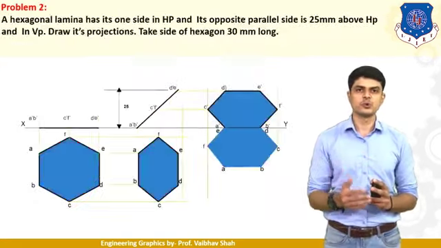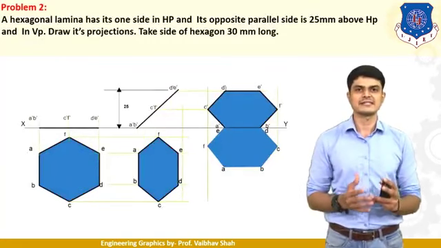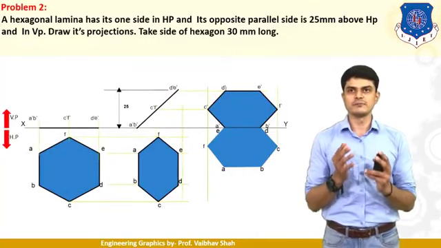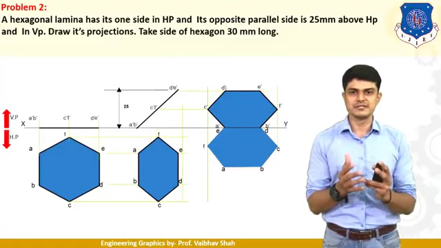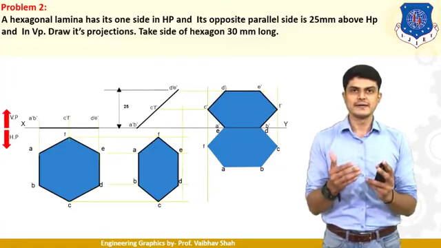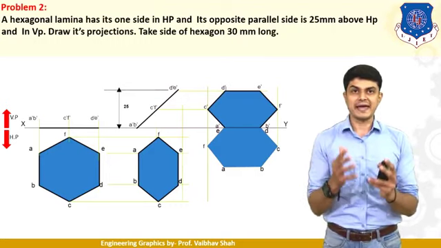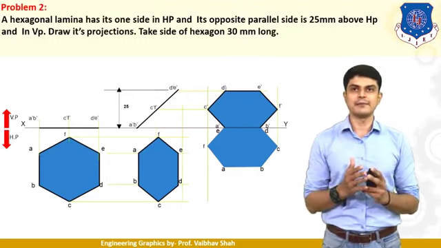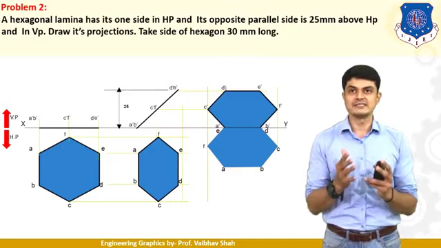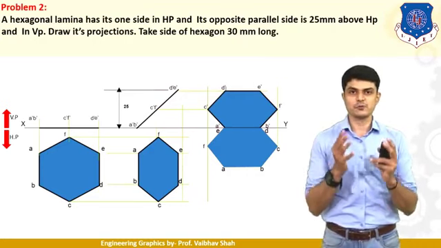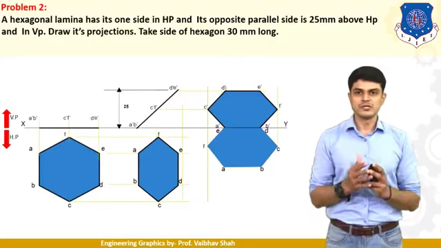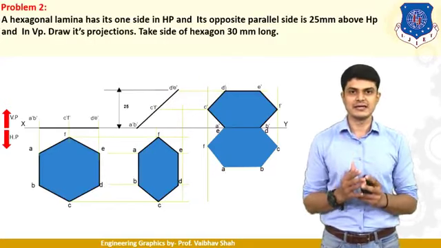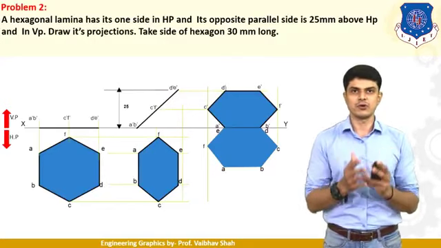So now let us move to our next example based on the hexagon once again. So problem number 2. A hexagonal lamina has one of its sides in HP and its opposite parallel side is 25 mm above HP and it is in VP. Draw its projections. Take the side of the hexagon as 30 mm long. So here we are talking about a hexagonal lamina and the side is 30 mm long.